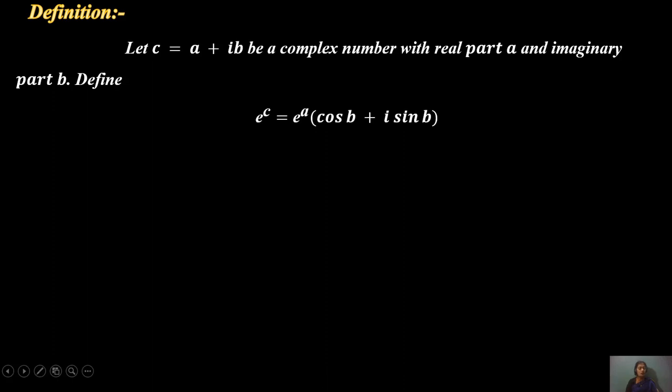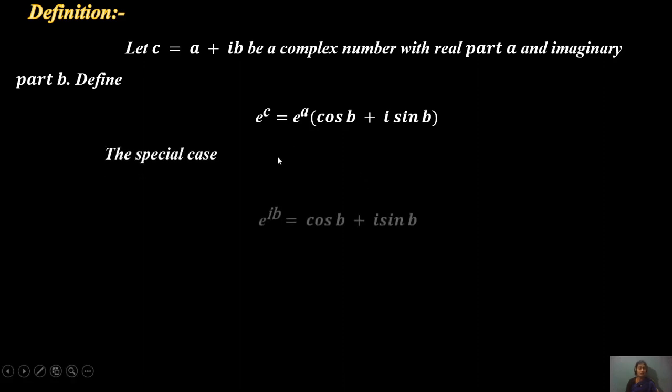Okay, the next topic: let c equal a plus ib, a complex number with a real part a and an imaginary part b. Then e to the power c equals e to the power a times (cos b plus i sin b). This formula will be used in this form.